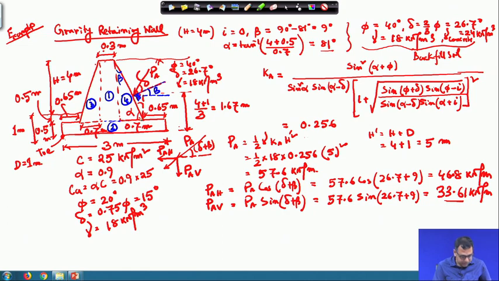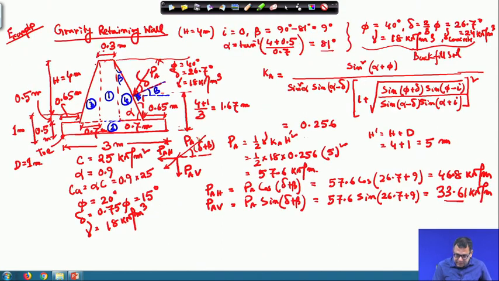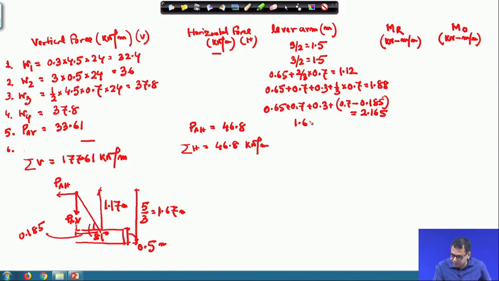So, this is the fifth one: 0.65 plus 0.7 plus 0.3, then plus 0.7 minus 0.185. That is equal to 2.165. And where PAH is acting? PAH is acting at this height, this is 1.67. So, these are all the lever arms.